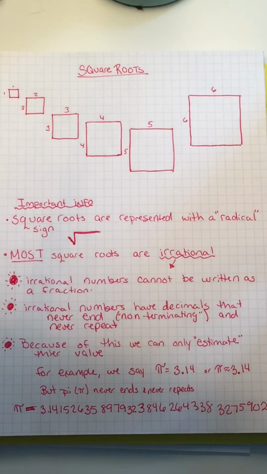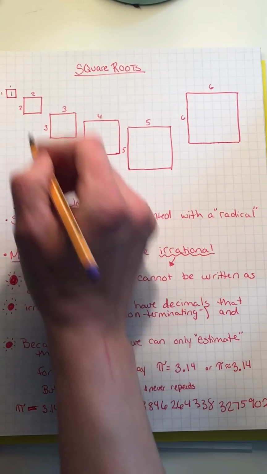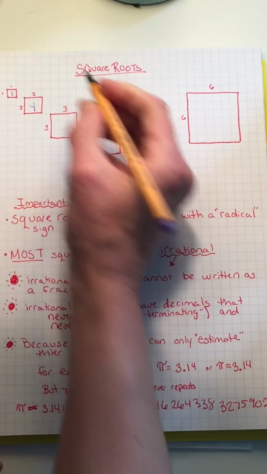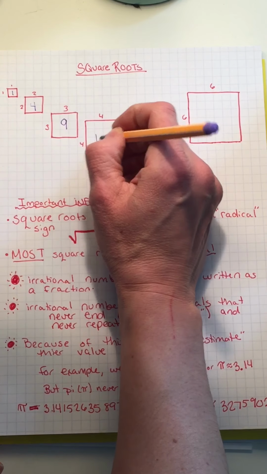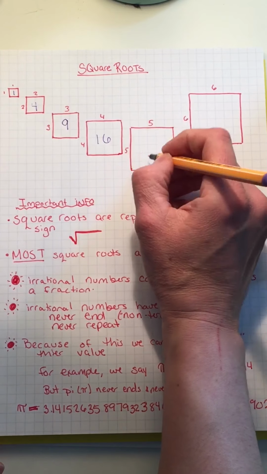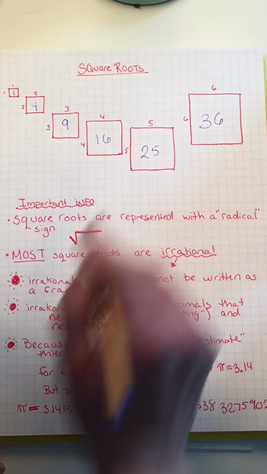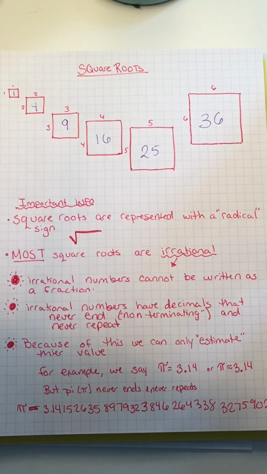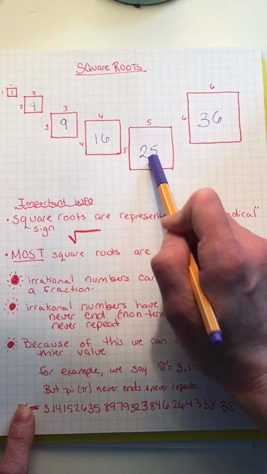So 1 times 1 is 1. 2 times 2 is 4. 3 times 3 is 9. 4 times 4 is 16. 5 times 5, 25. 6 times 6 is 36. That's how I find the area of the square. So if I was to go through and count each and every one of these little squares inside of here, I would get 25.